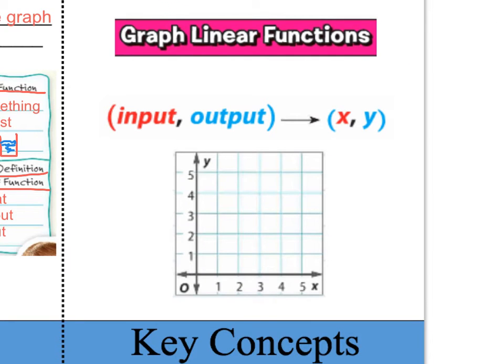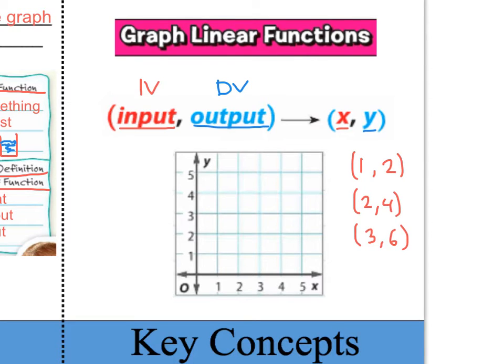In previous lessons, we've already talked about what our input or independent variable is, and our output or dependent variable is. Please know that the input, or the independent variable, is the x value, and the dependent variable, or the output, is the y value. If I had the following ordered pairs, I can graph (1, 2) here, (2, 4) here, and (3, 6) here, and notice when I connect them they form a nice straight line. So let's use these key concepts to discuss the following examples.